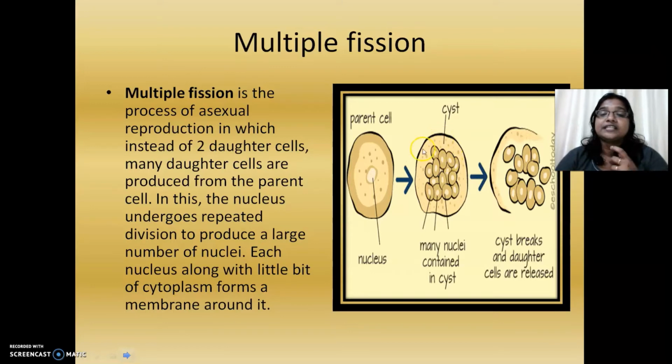Later on, the cytoplasm also divides into numerous bits. Each bit of cytoplasm with a single nucleus inside will act as one daughter cell. The covering of the parent cell we call a cyst. On maturation, the cyst breaks open and releases all the daughter cells, and each daughter cell will grow up like a parent cell. So you should know that in multiple fission, many daughter cells are released from the parent cell. Is it clear?